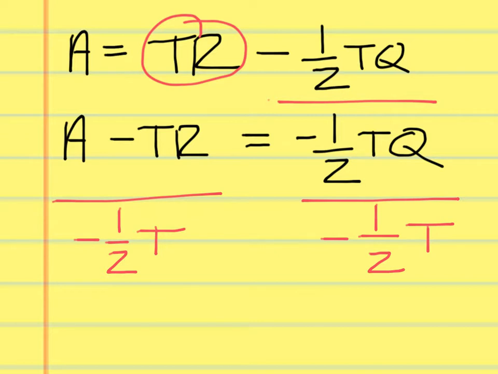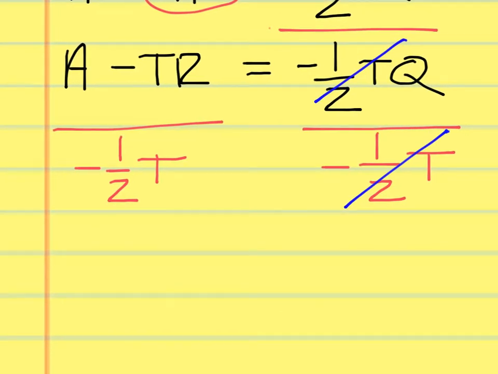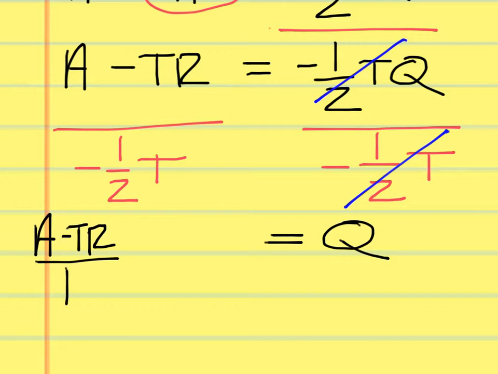And when I do that, the negative 1/2 T's will cancel over there on the right. And that will leave us with Q. But on the left-hand side, we just can't have a fraction in the denominator. Okay, so break it apart. You can do it like this. A minus TR over 1, that's just all by itself. And times 1 over negative 1/2 T. You can break those up like that so you can see it a little more clearly. If you multiply those two fractions together, you get right back to where you started.